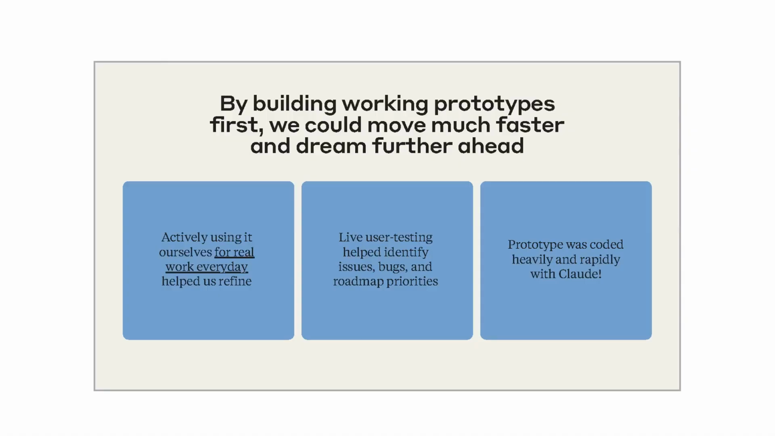So building things in Canva's repository enables us to scale and serve all of our customers, but it's not really the fastest place to be experimenting and testing new concepts, especially in the fast-moving world of AI. So by starting to build, iterate, develop, test, and work in prototypes, we could move so much faster and dream heaps and heaps ahead.